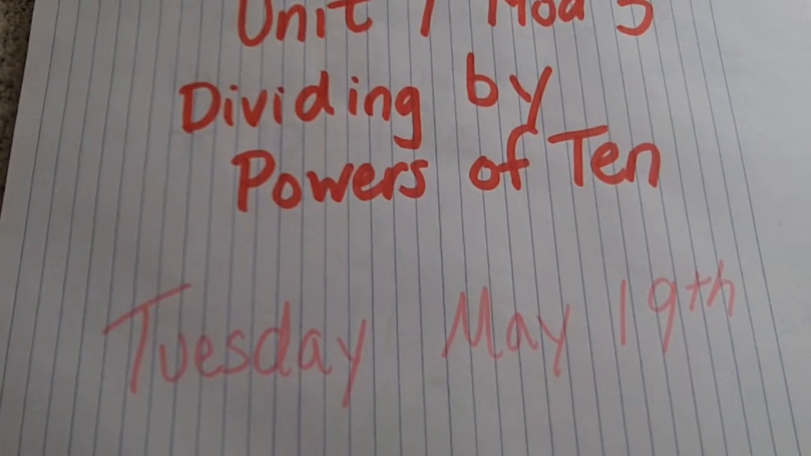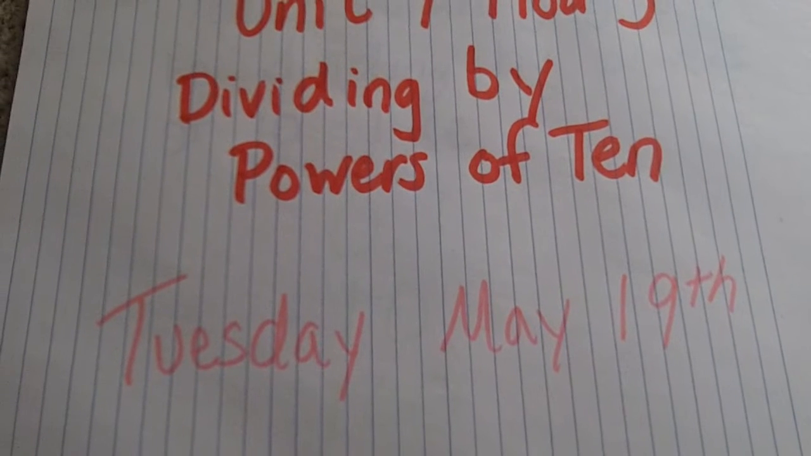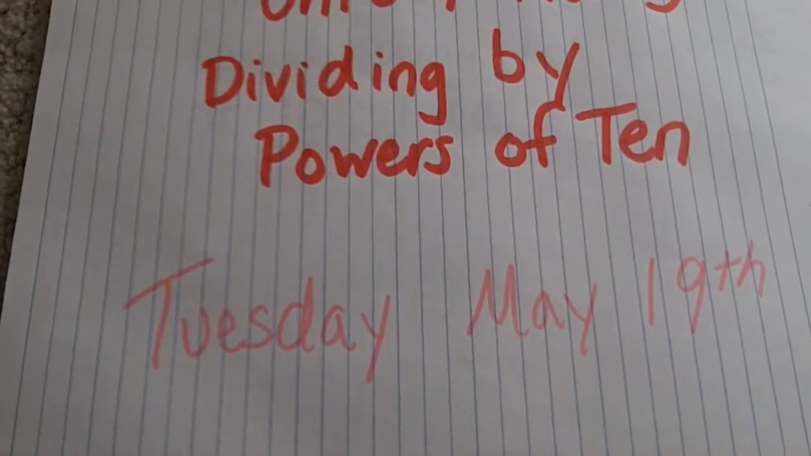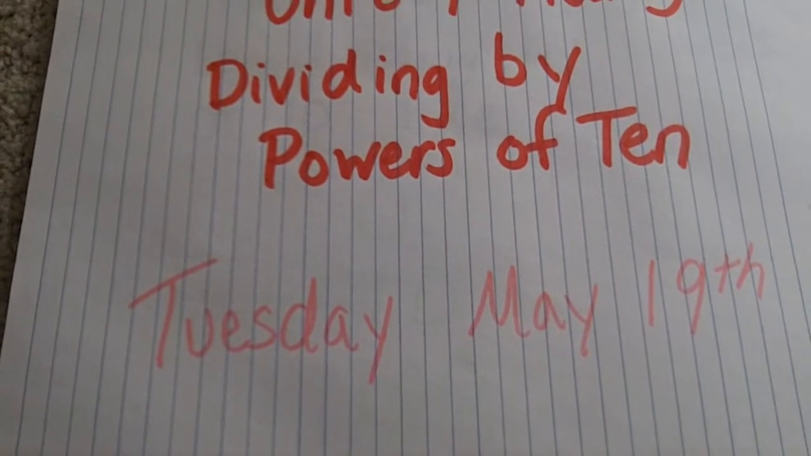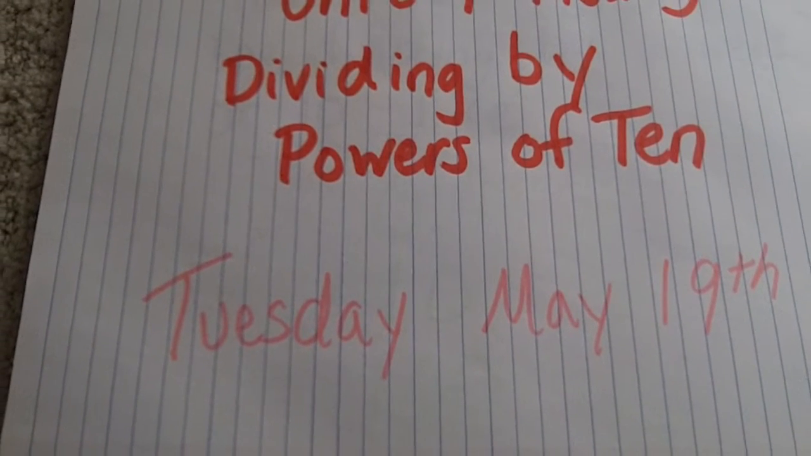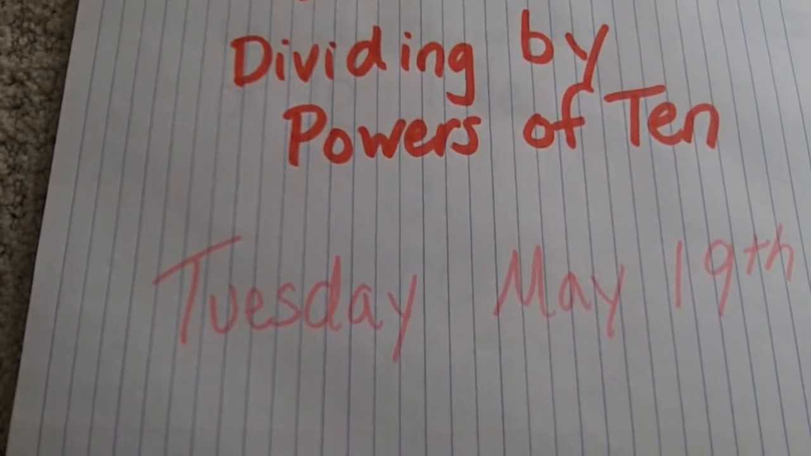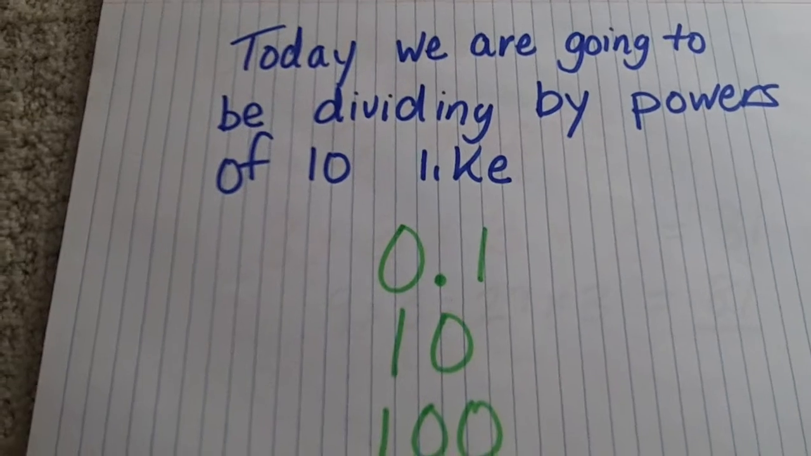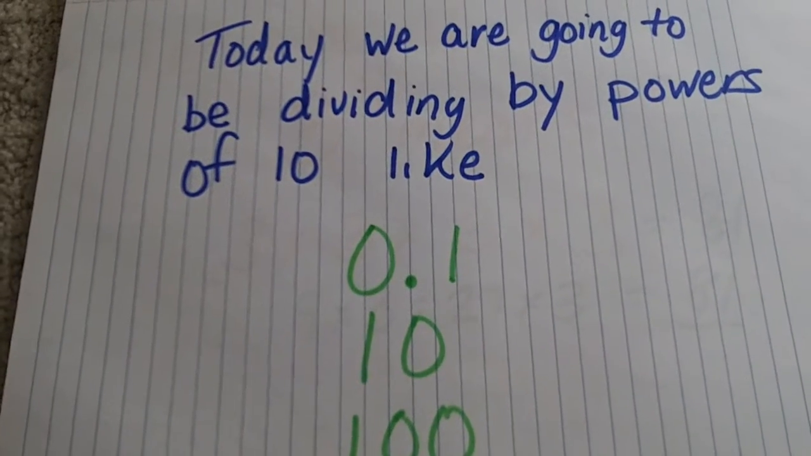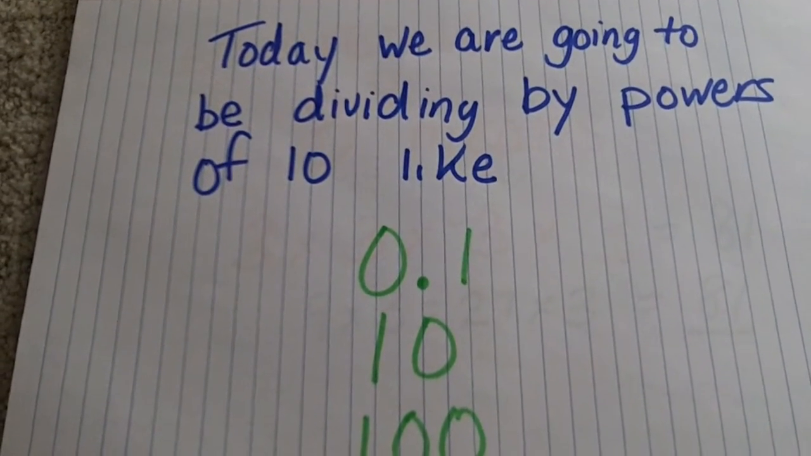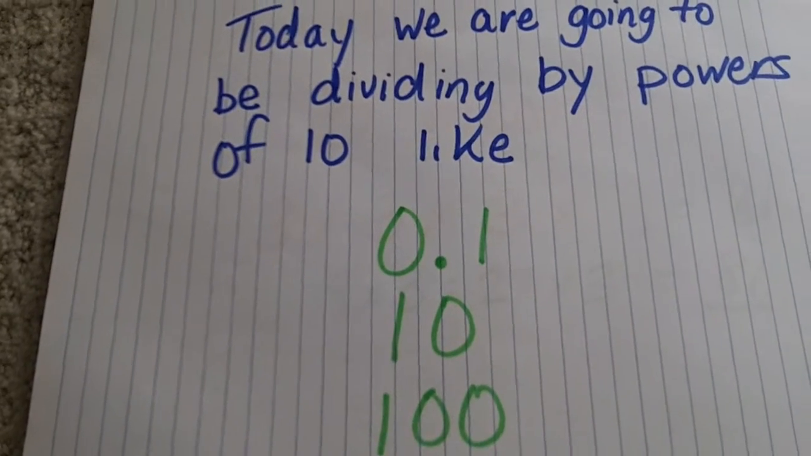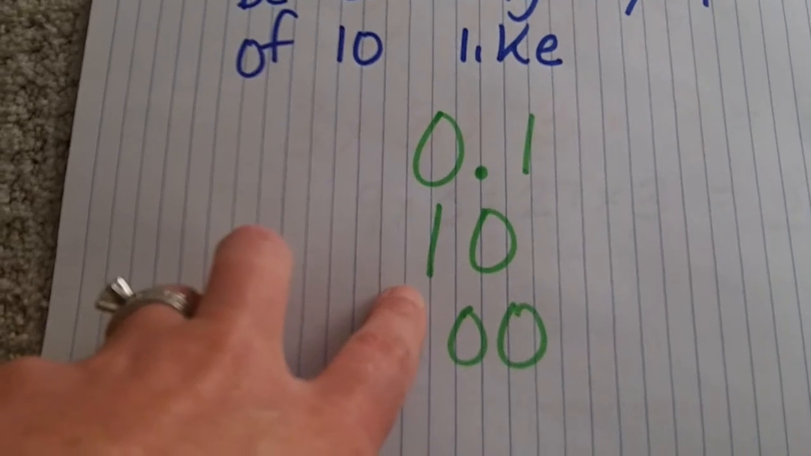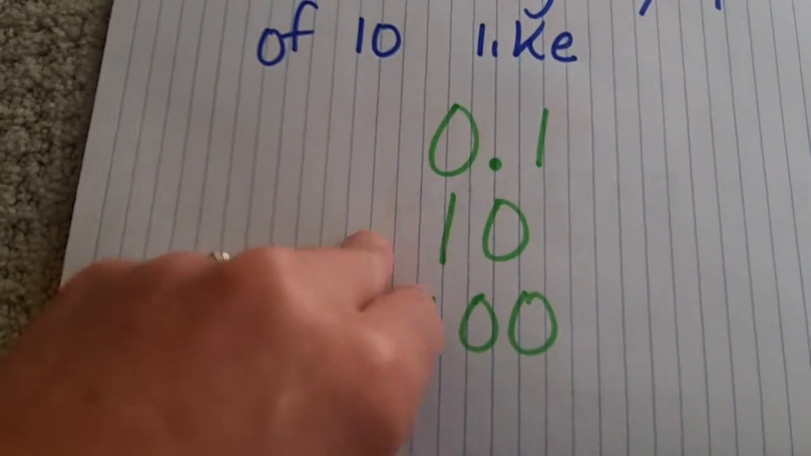Today is Tuesday, May 19th. We're going to continue to work on Unit 7, Module 3. Today, instead, we are going to be switching gears from multiplying to dividing by powers of 10. So, today we are going to be dividing by powers of 10 like this. So we're going to be dividing by probably a tenth, tens, and hundreds.